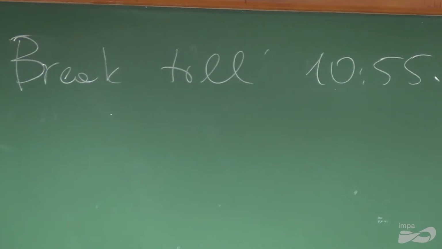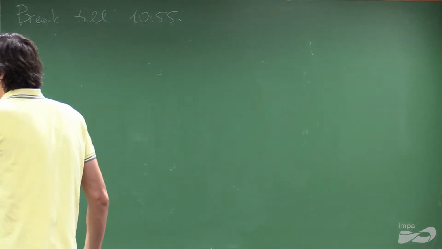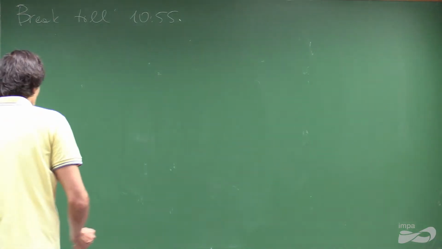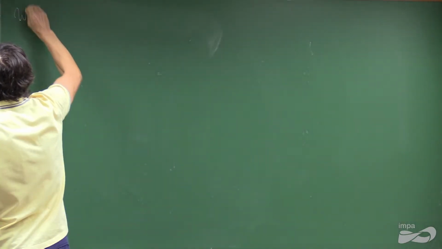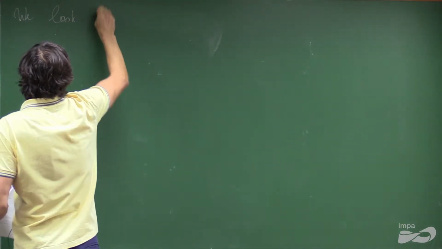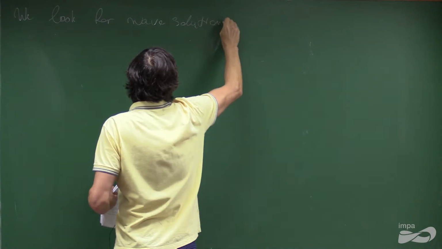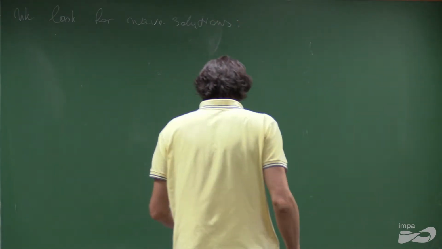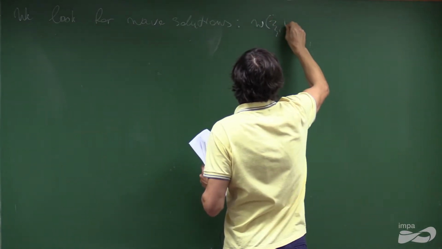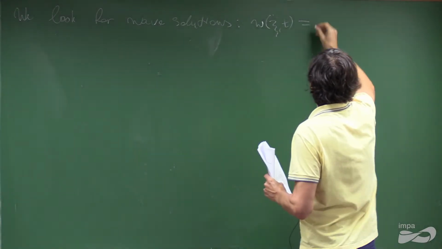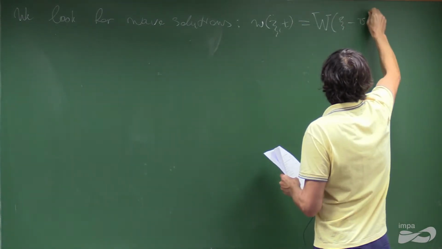So how to solve? First of all, we're not going to make a general solution. We will only consider wave solutions. And specifically, we will look for the solutions W, which is a function of psi and t, which has the form of a traveling wave. So it's a function which depends only on psi minus vt for some v.